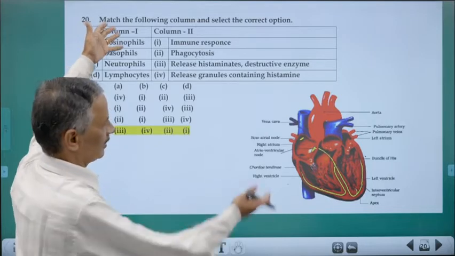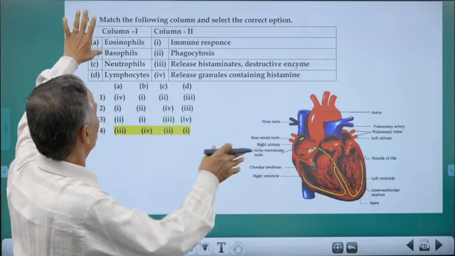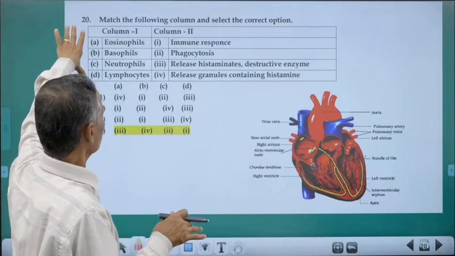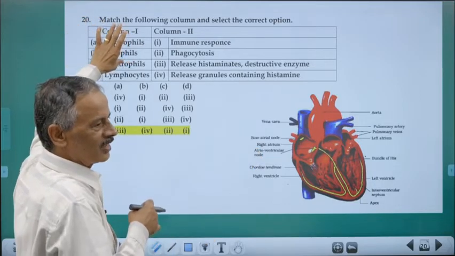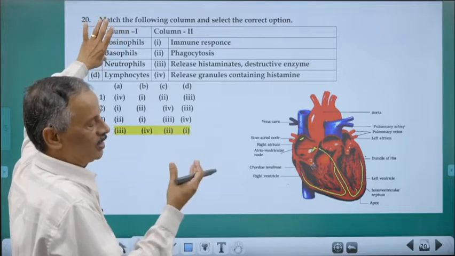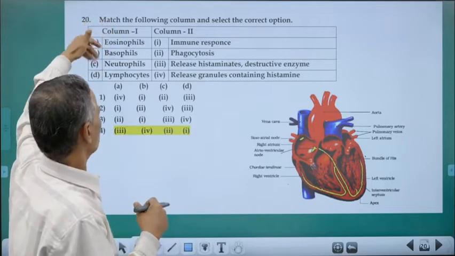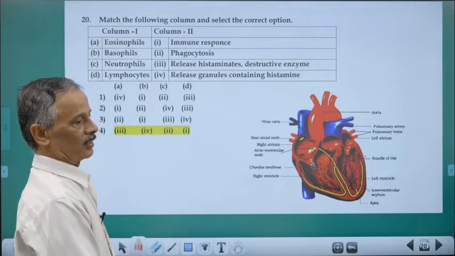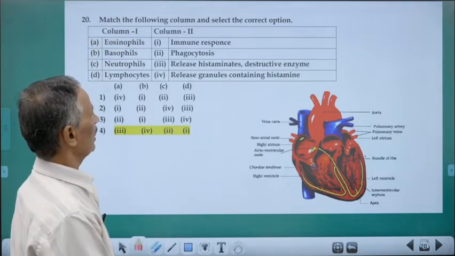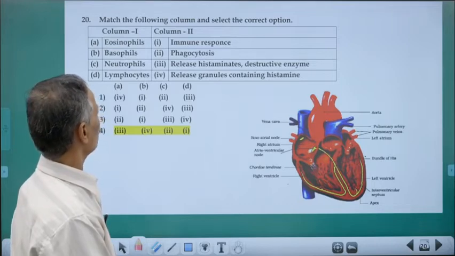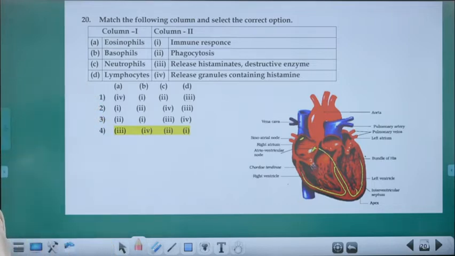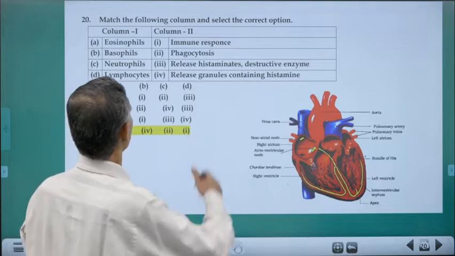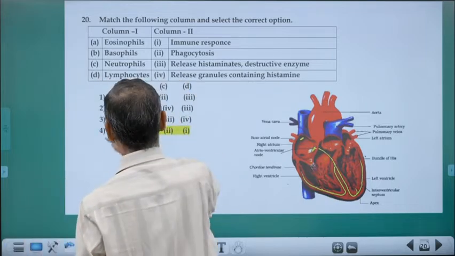Eosinophils. See, that diagram is a misplaced one, no problem. Eosinophils are concerned with allergy. If you are having eosinophilia, you will be having runny nose, etc. And that is because of the eosinophils that you are having release of histamines, destructive enzymes. So it is A3. And immediately you came to the answer.